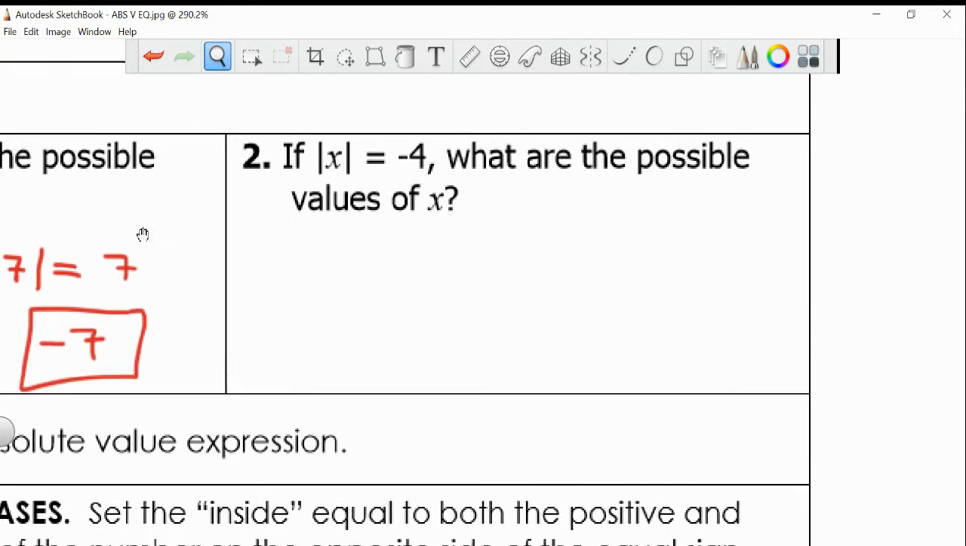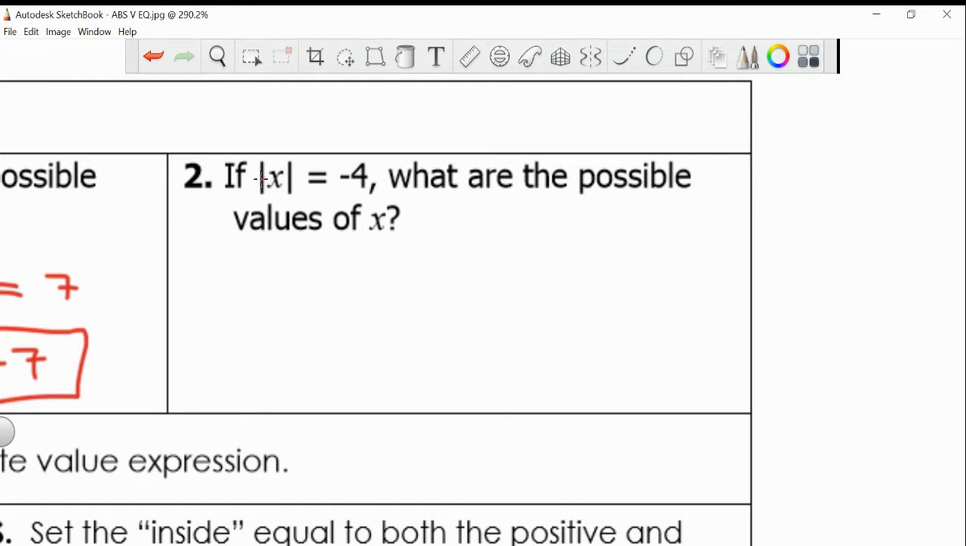Now, if we look at a question like number 2, the absolute value of x equals -4. What are the possible values of x? Well, if we put any number inside of the absolute value, it's going to turn it positive. So if we put anything inside here, we are guaranteed to get a positive number on this left side of the equal sign. This is guaranteed to be positive. Over here, we have a negative number, guaranteed. So is a positive number ever going to equal a negative number? No. Okay, this right here has no solution.